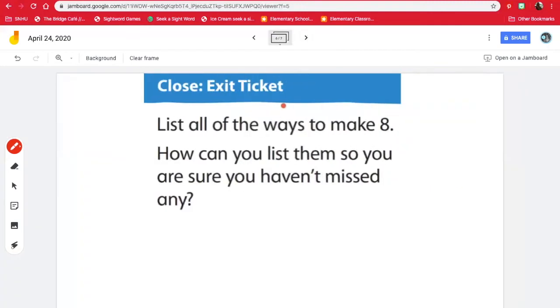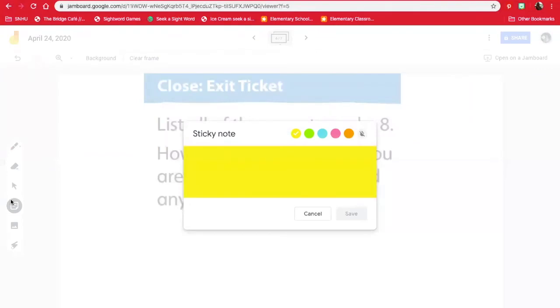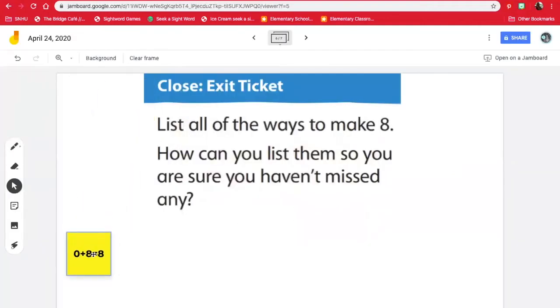Here's our last problem for today. List all the ways to make 8. How can you list them so you are sure you haven't missed any? Well, we could start with 0 as our first addend and then work our way up. So I'm going to write them on sticky notes. We know 0 plus what equals 8? 0 plus 8 equals 8. So we have 0 plus 8.